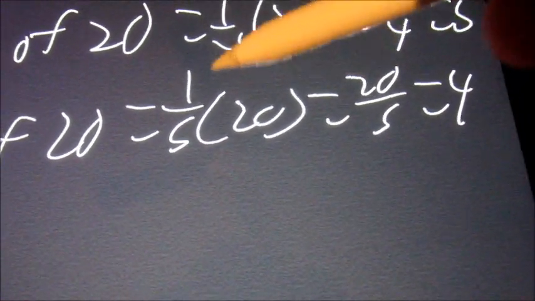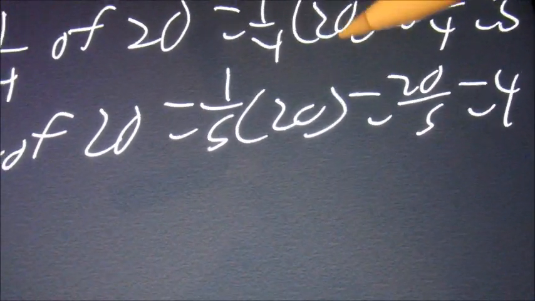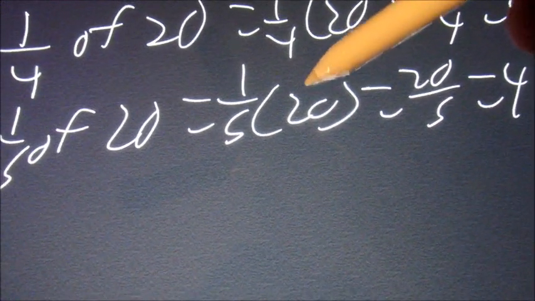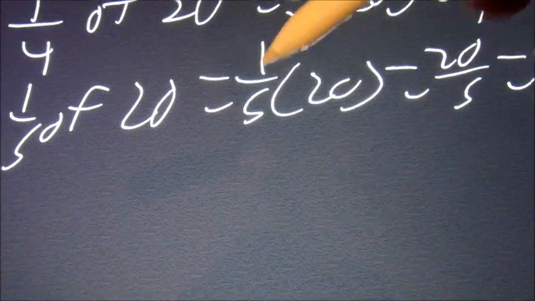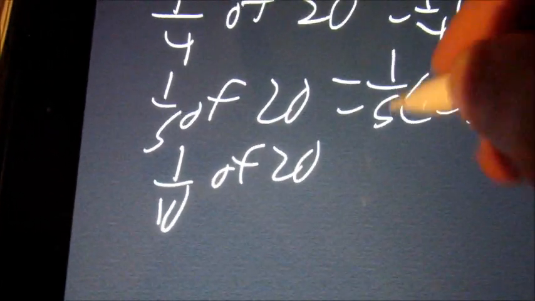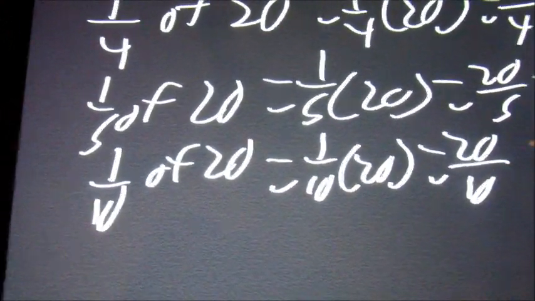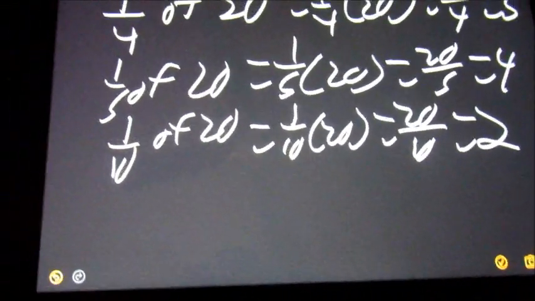And the reason you can go from 1/5 of 20 to 20/5 is because if you remember, if we just have a whole number, as a fraction, that is that number over 1. So this is 1/5 times 20/1. So it's 1 times 20, which is 20, and 5 times 1, which is 5. If we have 1/10 of 20, that's 1/10 times 20, or 20/10, or 2.